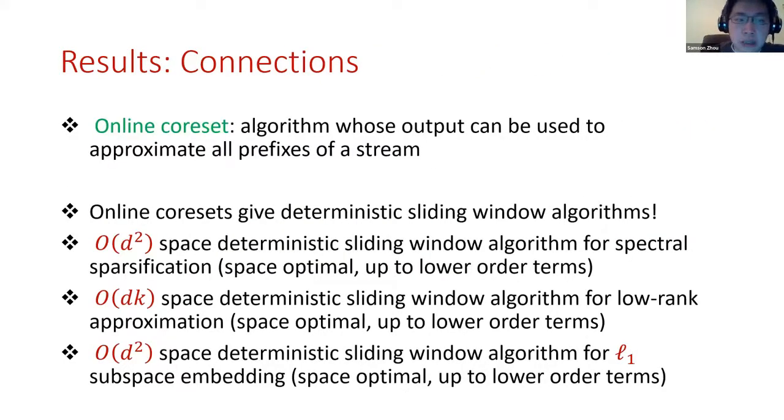Moreover, it turns out that our algorithms admit what's called an online core set, which is an algorithm whose output can be used to approximate all prefixes of a stream. We show that these online core sets translate to deterministic sliding window algorithms, and thus we use our online algorithms to get sliding window algorithms that are deterministic for spectral sparsification, low-rank approximation, and L1 subspace embeddings. And these are all space optimal up to lower order terms.